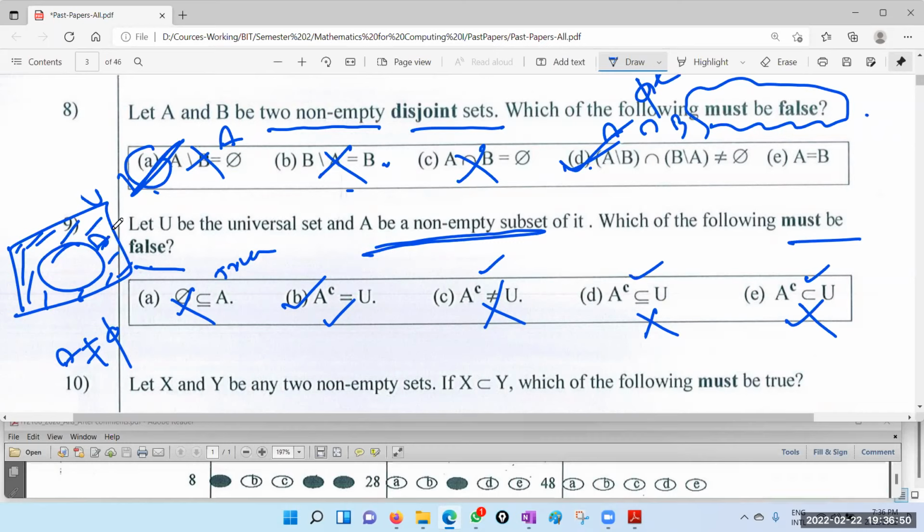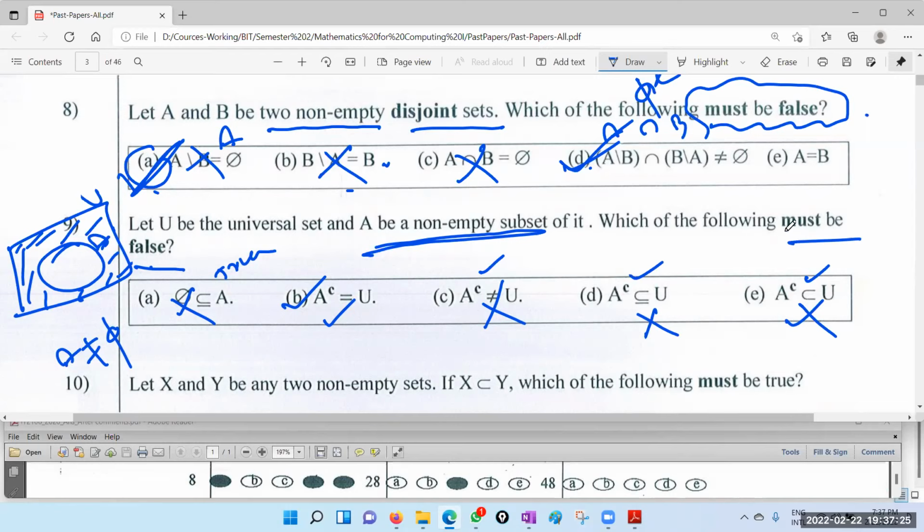How do you say that it can be true? It can be false. Do you see any reason why A complement is a subset of U can be false? Under which condition can it be false? I don't see any. So this must be true. I agree with this. Yes, it must be true.